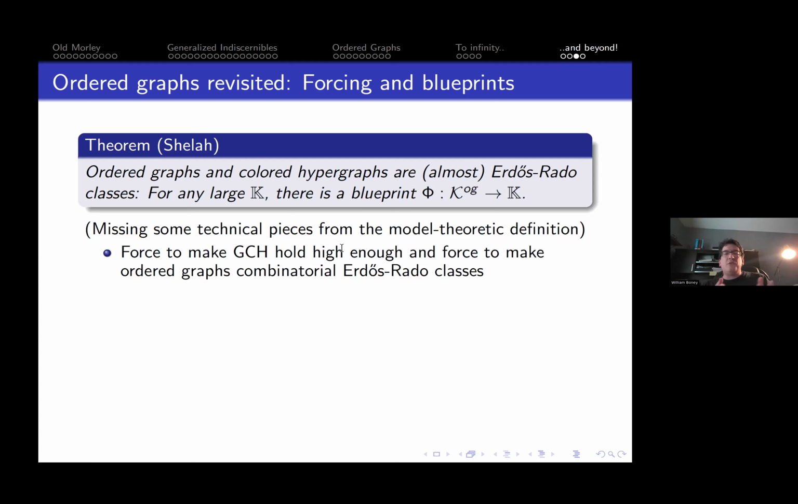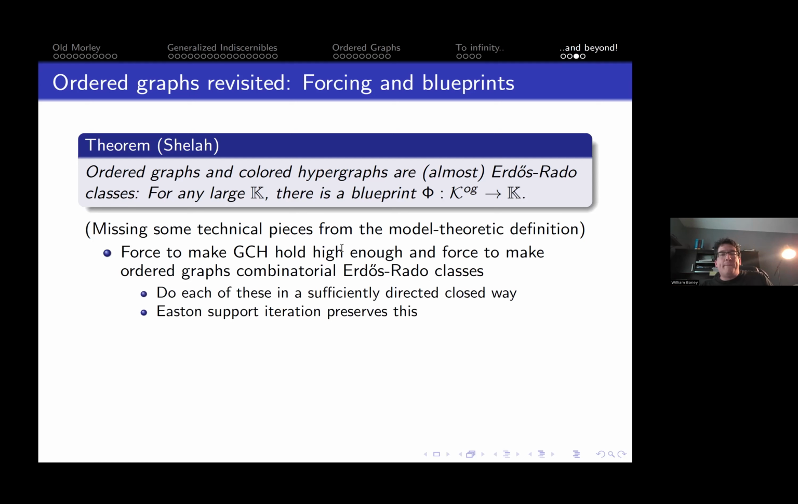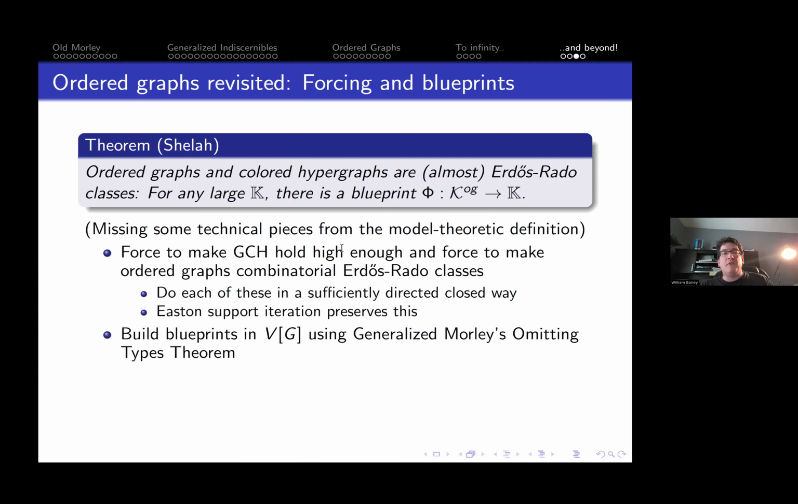But basically the idea is you do all of these forcings that we've described, but you do them all in a sufficiently directed closed way, starting at some chi above where your blueprints would live. Then you work in this forcing extension where you have nice combinatorics. You use whatever generalized Morley's omitting types theorem to build blueprints in the forcing extension. But because the rank is low, these blueprints already had to exist in V.